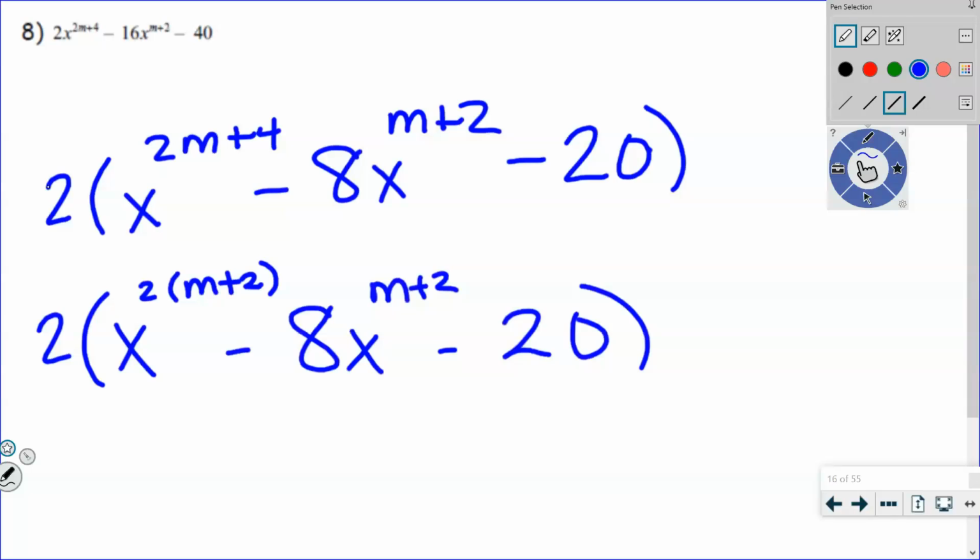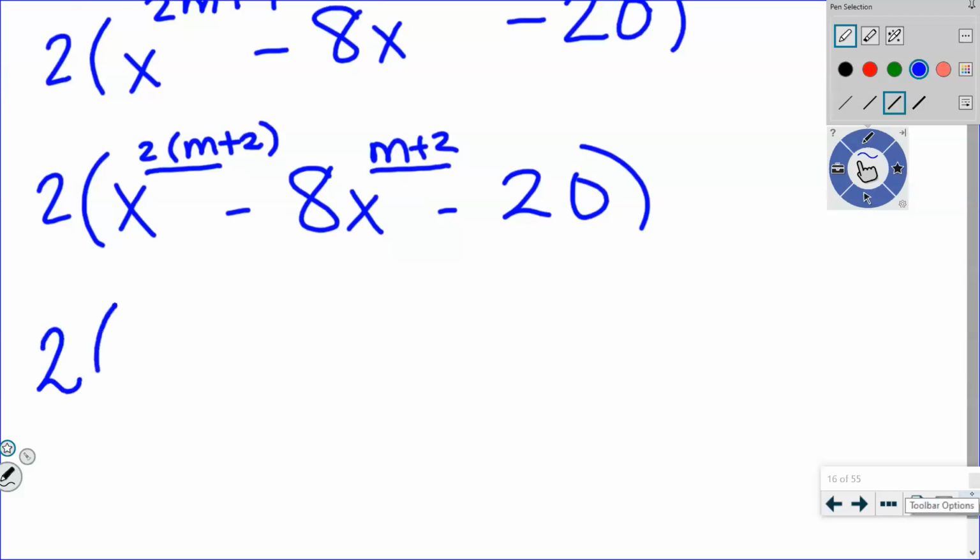So is the middle term's exponent half of the first term's? Yeah. This is 2n plus 2's. That's just 1 n plus 2. So we can factor it if there's factors of -20 that make a -8. Yes, this is factorable. Let's keep going. Good job.